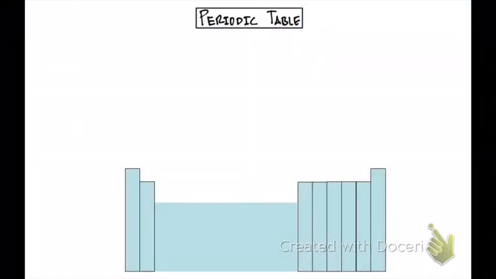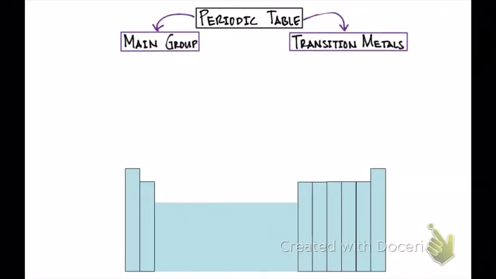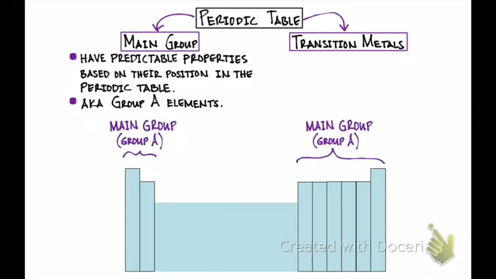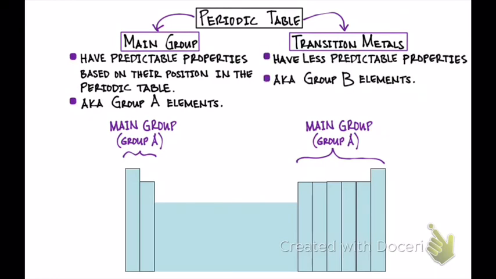So the periodic table can also be categorized in terms of their predictability regarding the element's physical and chemical properties. They can be classified as either main group elements or transition elements. The main group elements have predictable properties based on their position in the periodic table. And the main group elements are also known as group A elements. So these are all the main group elements, and the ones in the middle of the periodic table are known as the transition elements or transition metals. They have less predictable properties, and they are also known as group B elements.